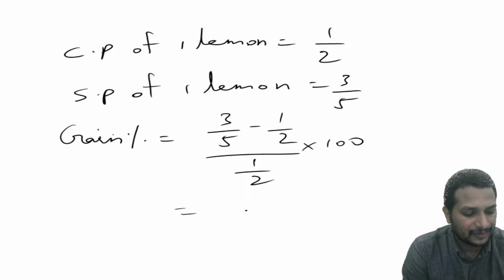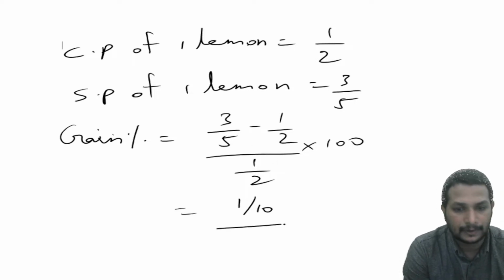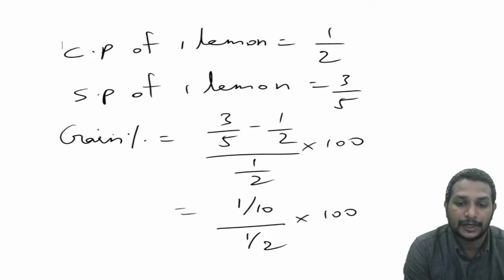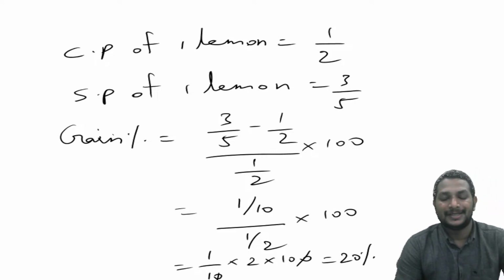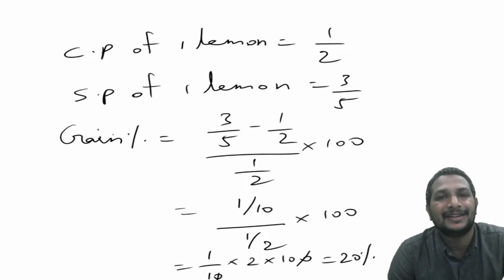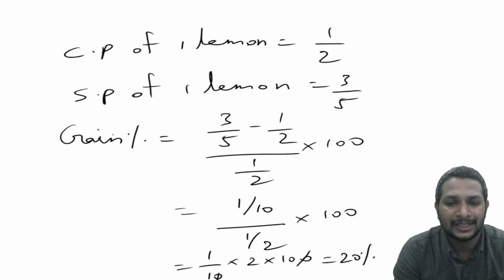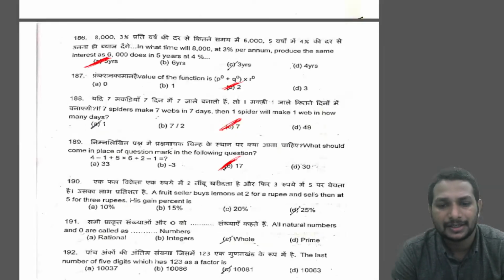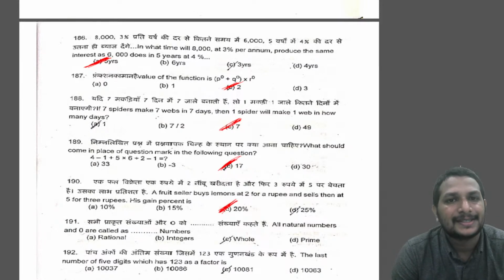Getting it as 1 by 10 by 1 by 2, into 100. Okay, we got the gain percentage as 20 percentage. That's nothing but 20 percent. The answer for this question is option C.